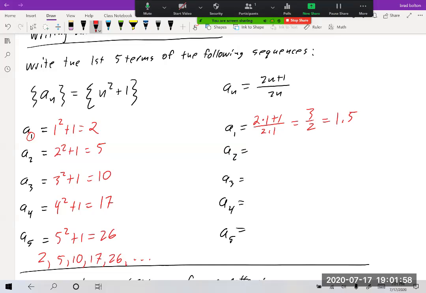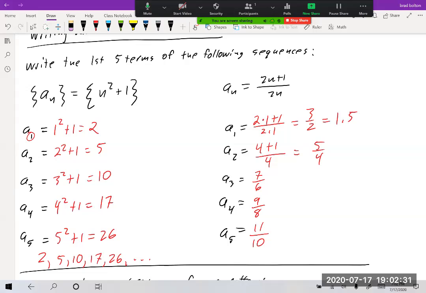Here we're going to plug in 2, so we get 4 plus 1 over 4, which is 5 over 4. Here we're going to get, I'm assuming, 7 over 6. This one we're going to get 9 over 8. Let me make sure I did that right, 9 over 8. And then the next one, we're going to plug in 5, and we're going to get 11 over 10. So here's our pattern.